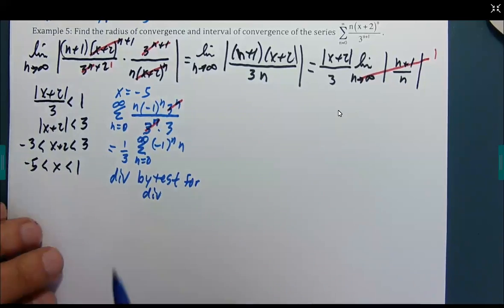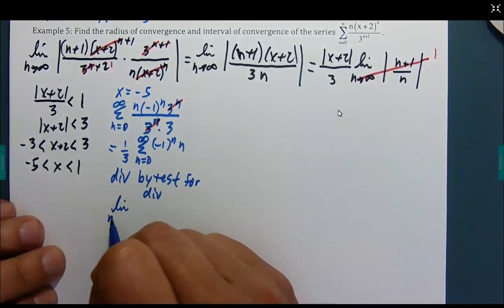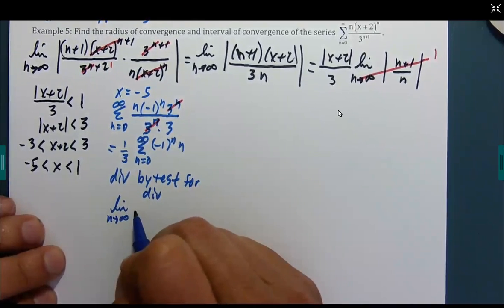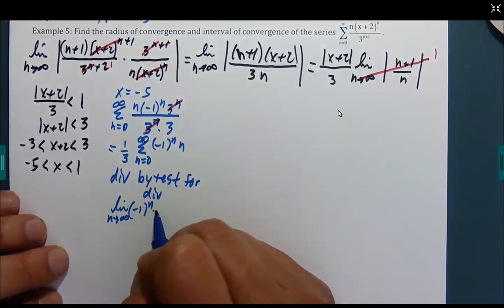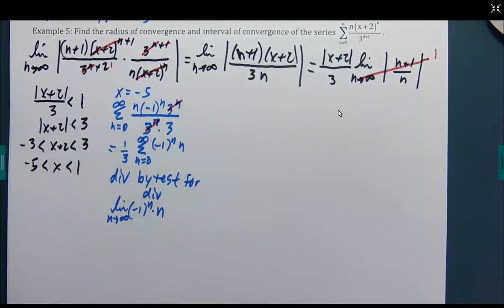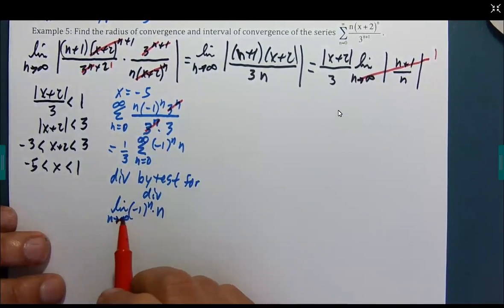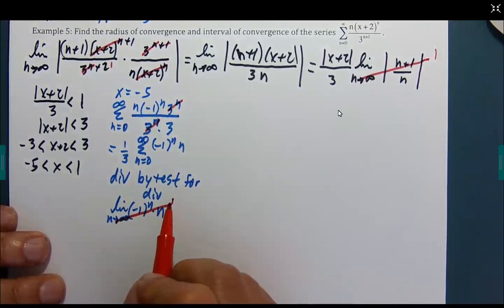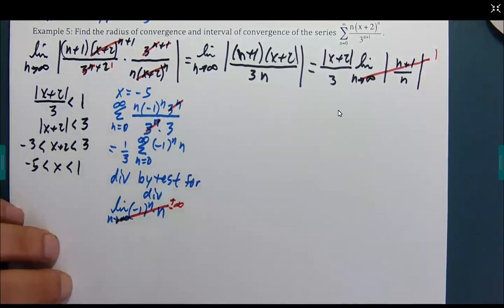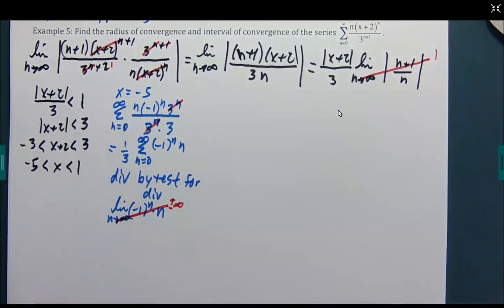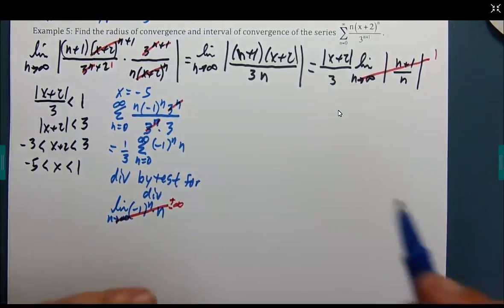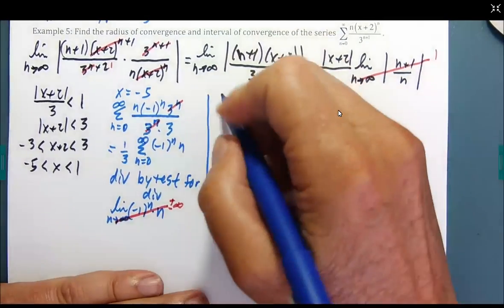Meaning that goes off to infinity. Plus and minus infinity, actually. So -5 is definitely not one of our endpoints. We're not going to include it as our endpoint.